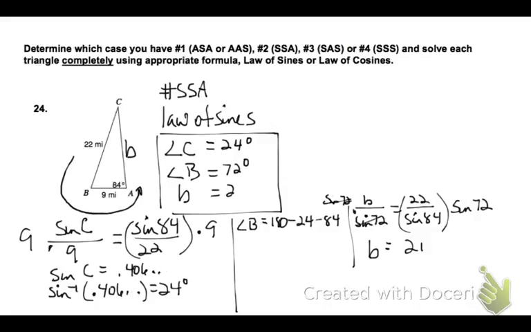And then just do a check and make sure that your shortest side is across from your smallest angle. Shortest side is 9, angle C is 24, which is the smallest, and then work your way up.